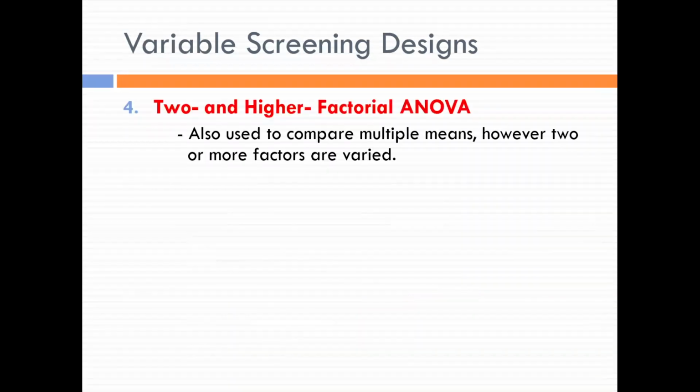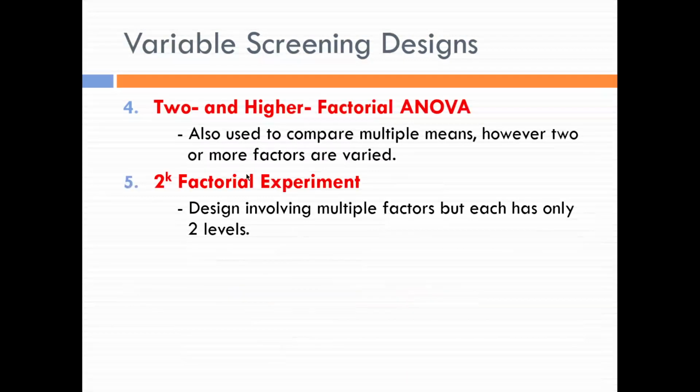And you also have your 2 and higher factorial ANOVA. And this is when you want to compare multiple means. So simply put, this is when you have 2 or more factors that you are varying.